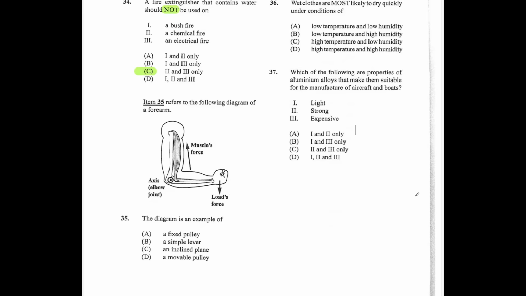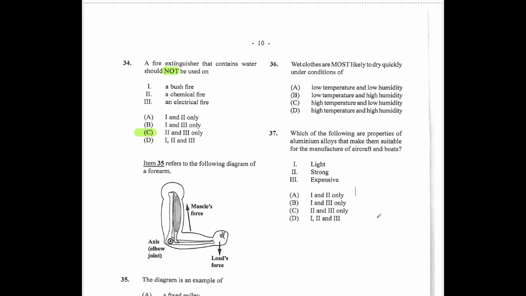Item 35 refers to the following diagram of a forearm. The diagram is an example of a simple machine. Wet clothes are most likely to dry quickly under conditions of high temperature and low humidity. So 36 is C.